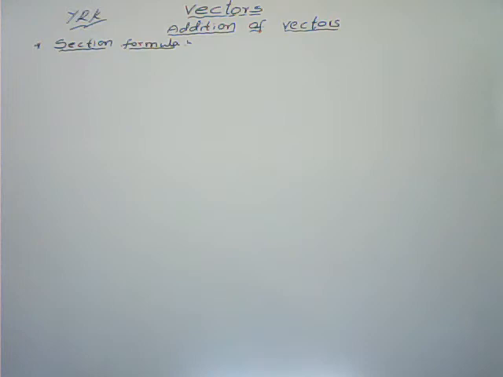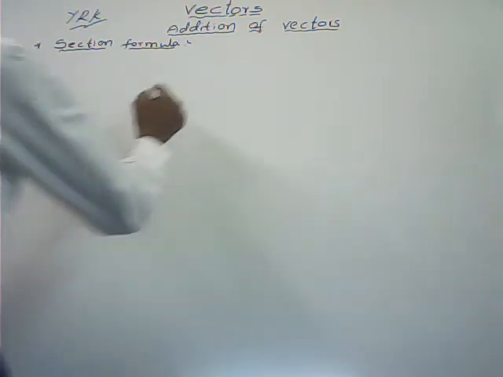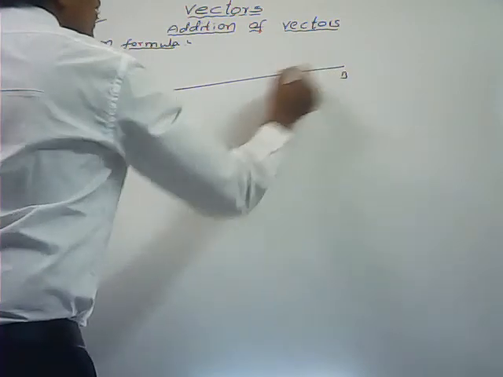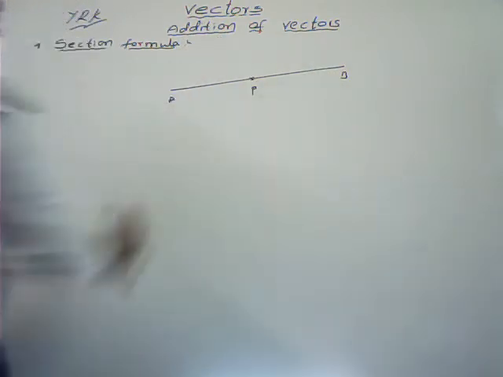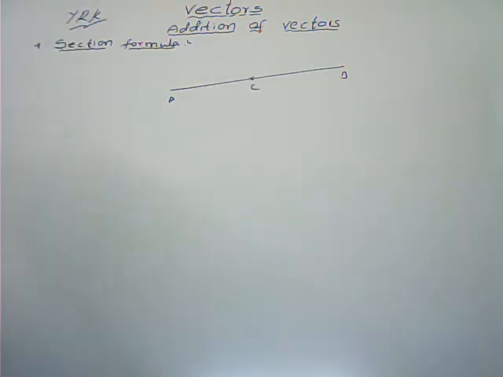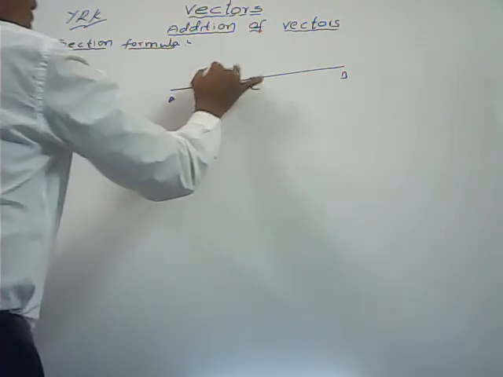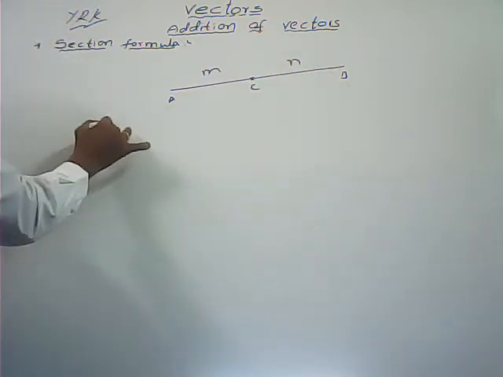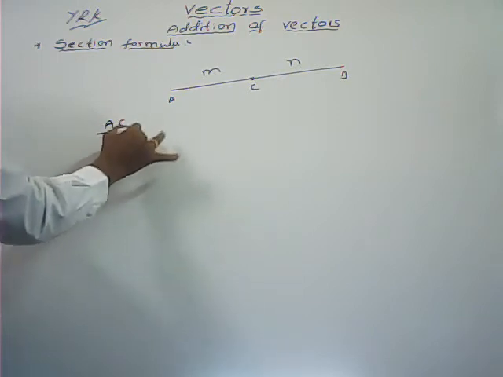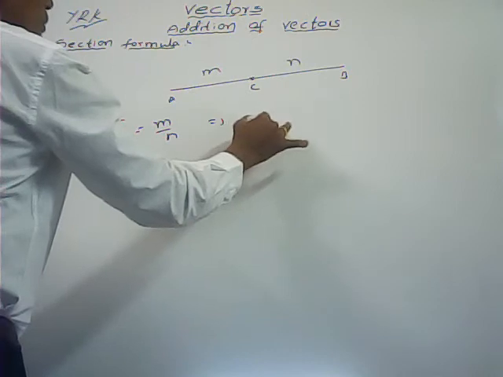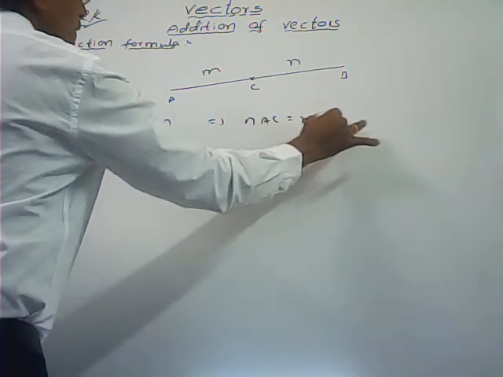Next, section formula. Here I am taking one line segment AB. Here P divides, otherwise you can take any notation here, no problem. C divides AB in the ratio M is to N. What is the meaning of that? AC by CB, that is equal to M by N. That implies N into AC, that is equal to M into CB.